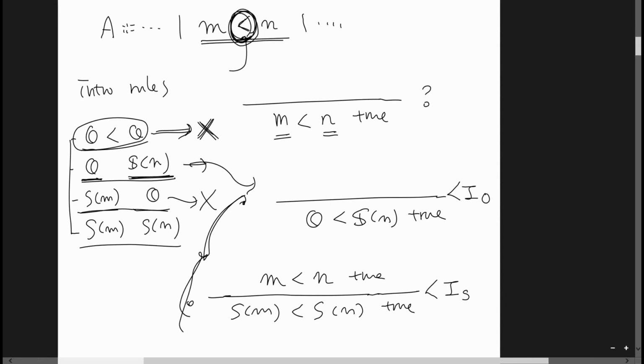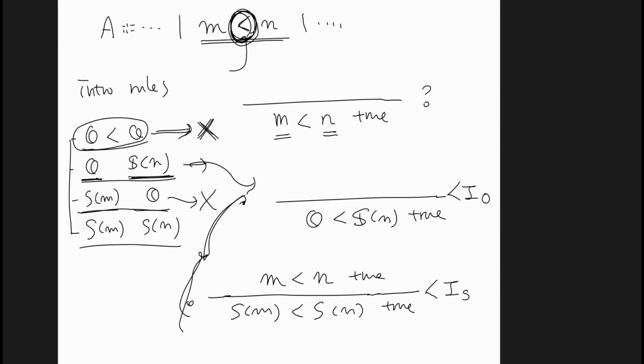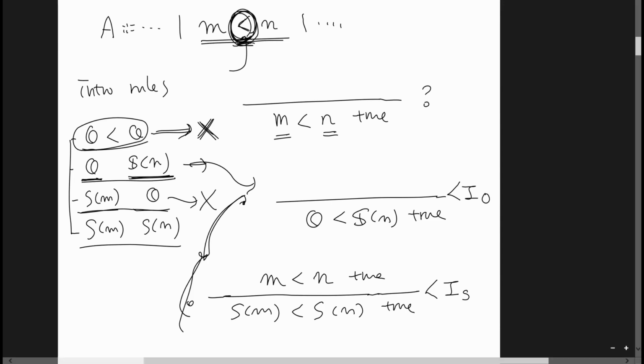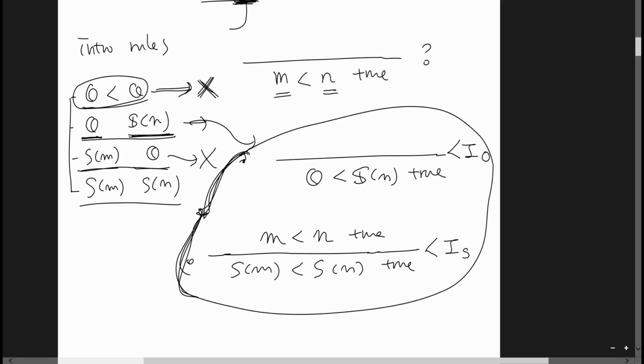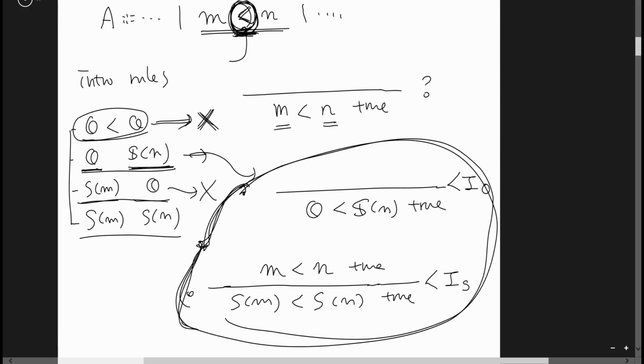There's no definition of this less than symbol. We give the definition of this symbol or this predicate, and the definition is fixed by these two introduction rules. In other words, these two introduction rules decide the meaning of this predicate.